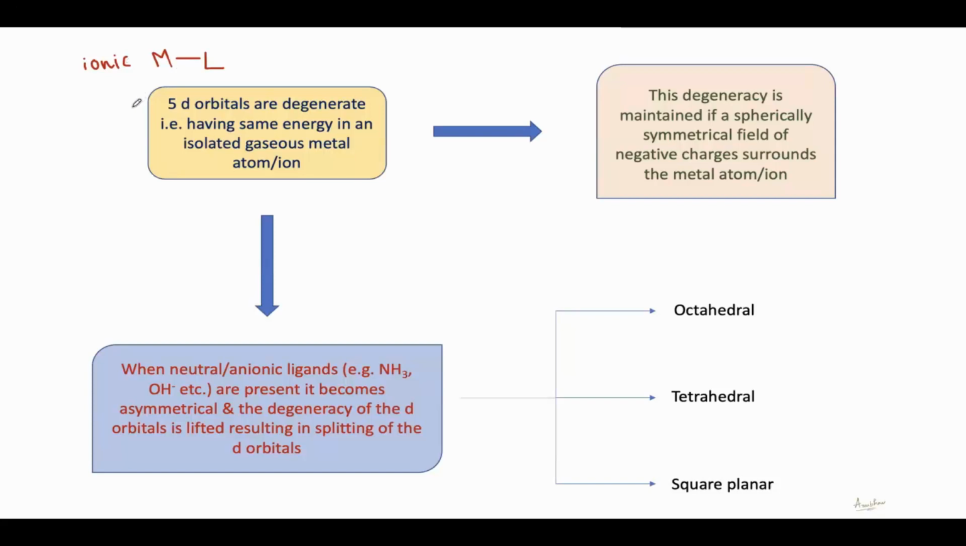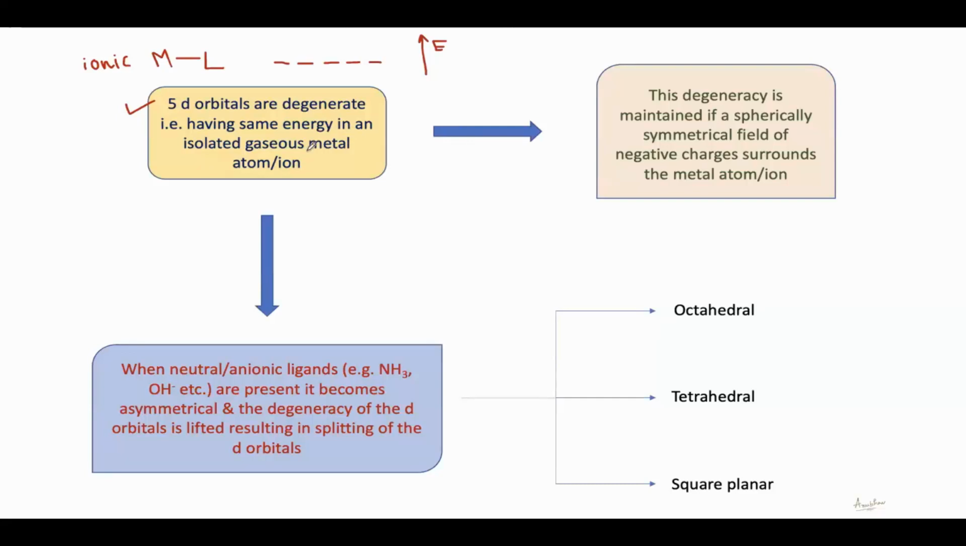Now you can see here the 5 d orbitals are degenerate. Degenerate means they all have the same energy. So if we write these 5 d orbitals in this format, where this is the energy axis, you see the 5 d orbitals are lying on the same level. That means they have the same energy. The same energy is what we describe in terms of degeneracy. That's why they are called degenerate.